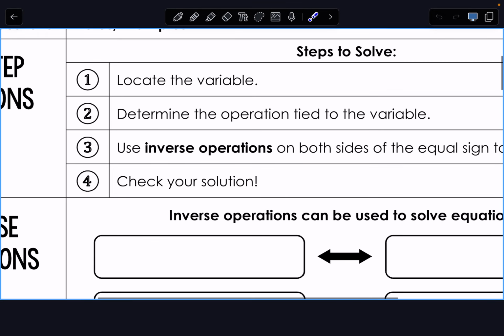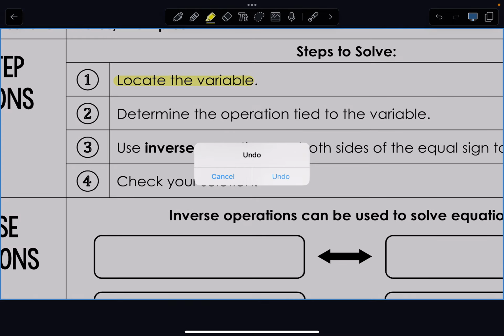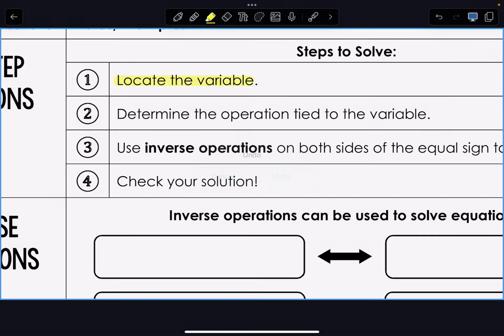The first thing we need to do is locate where our variable is, because that's what we want to get by itself. Is it an X? Is it an R? Is it a T? I don't care what it is. It needs to be by itself. When it is not by itself, we need to figure out how that number is tied to its variable. Is that number being added to our variable? Is that number being subtracted from our variable?